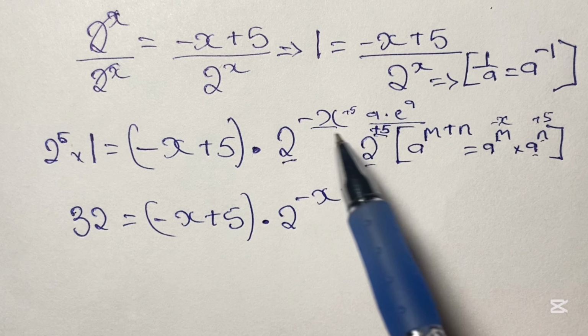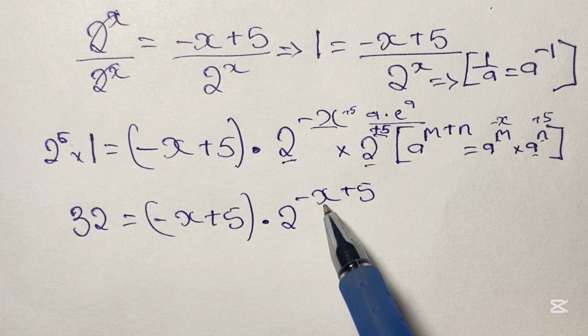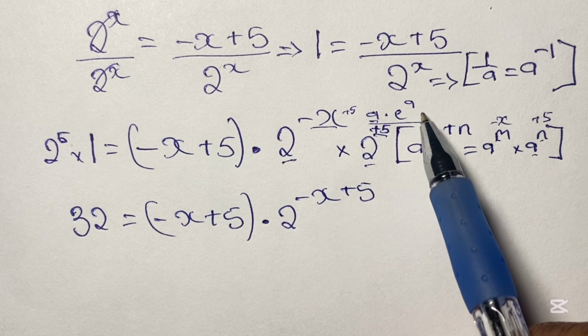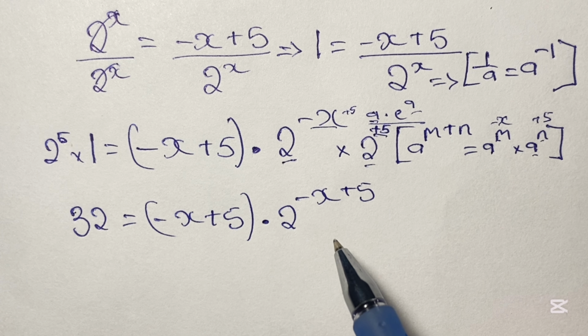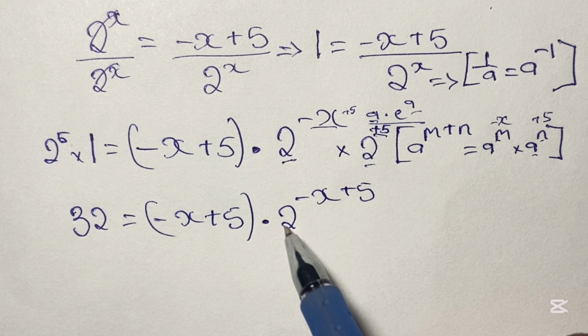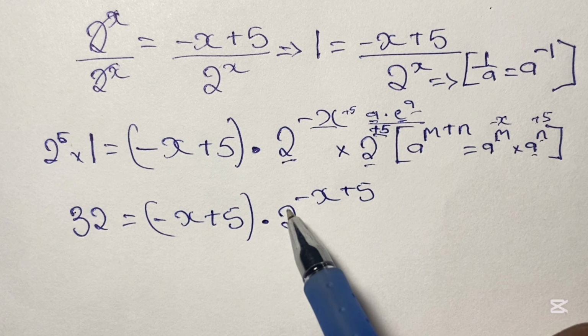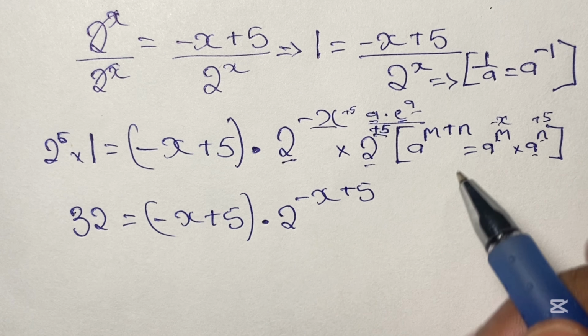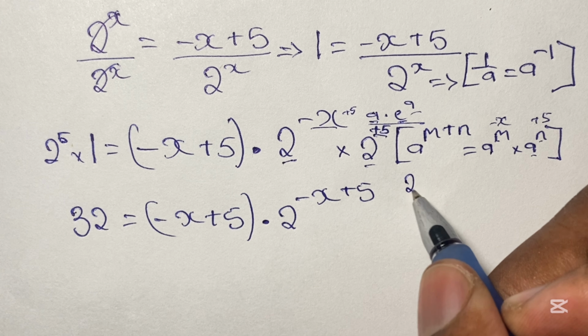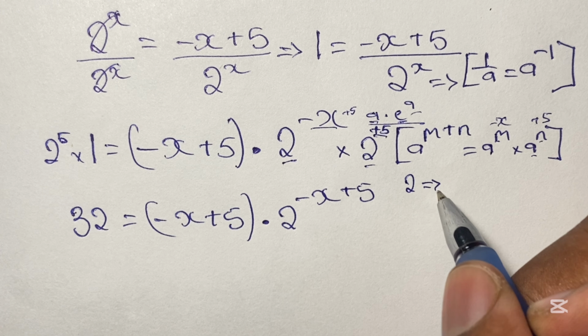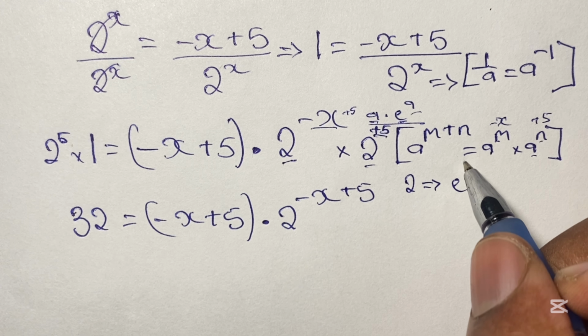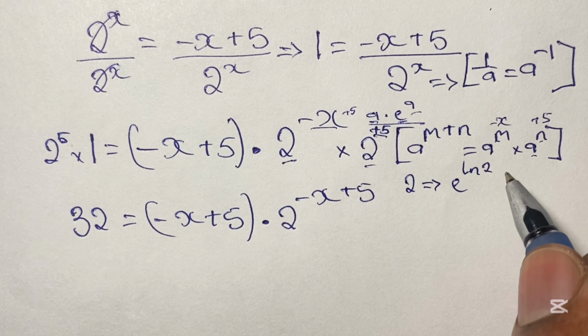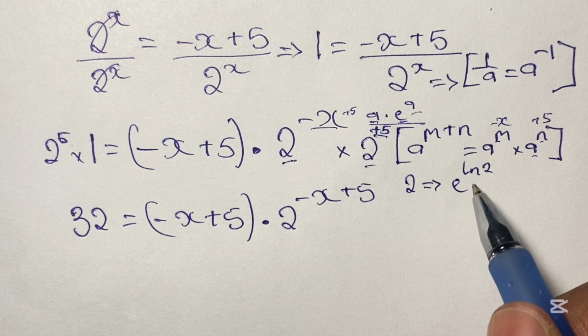Now let's look at what we have here. We have negative x plus 5 and in the power we have the same thing, so we have a here and we also have this a. But what we don't have is the e, so we need to write 2 in the form of e. So we can replace this 2 with e. Now writing 2 in the form of e, we can have 2 being written as e to the power of ln of 2. Now how this works is that ln means natural log, where the base is e.